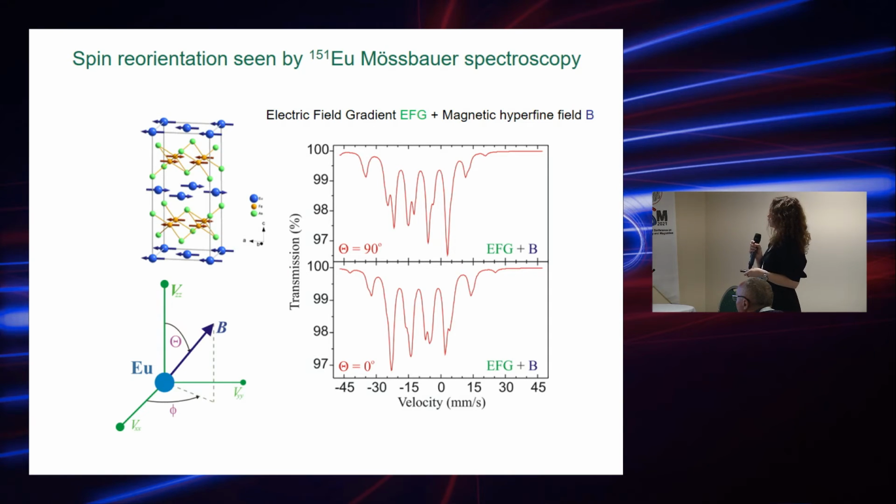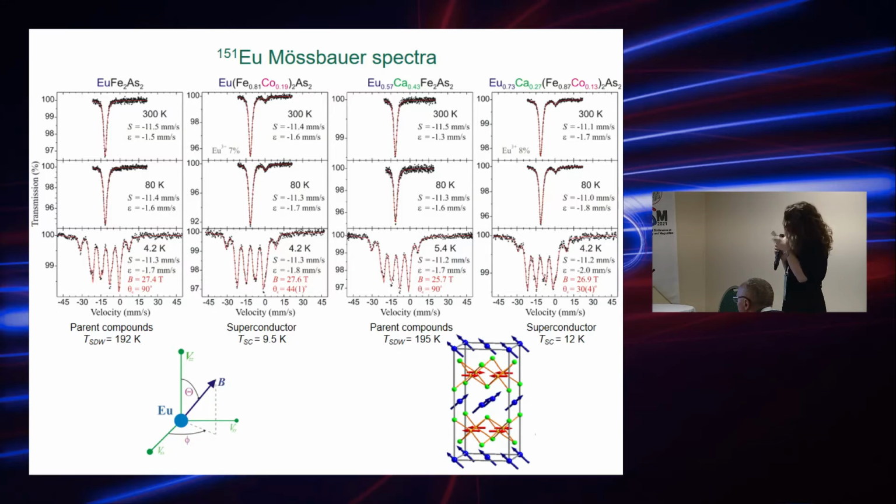This is a simulation when this angle is 90 degrees, so the moment is in the AB plane, and here we see the simulation when this angle is 0, so this moment is along the main axis of the electric field gradient.